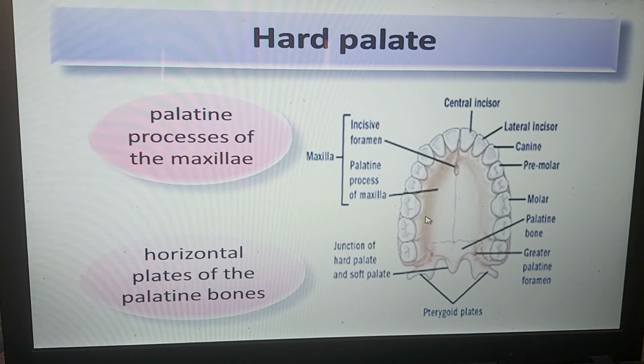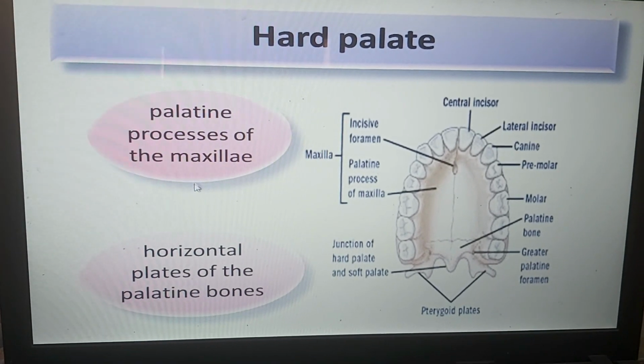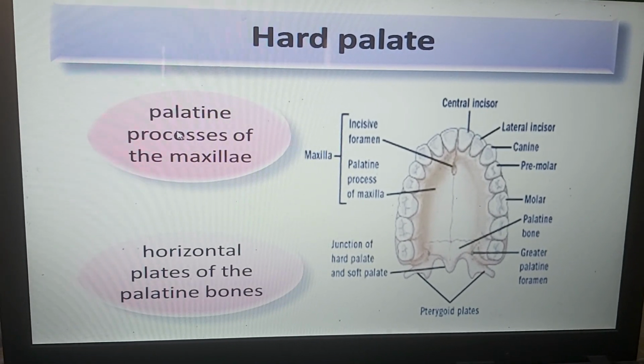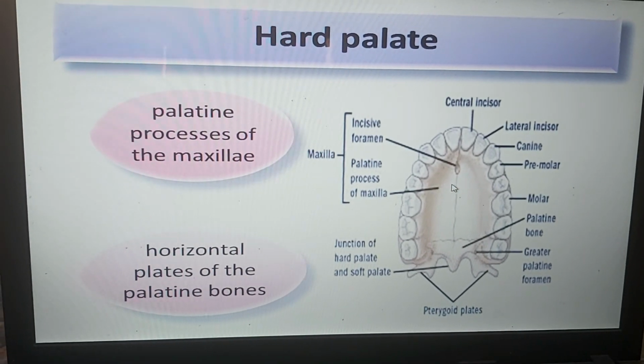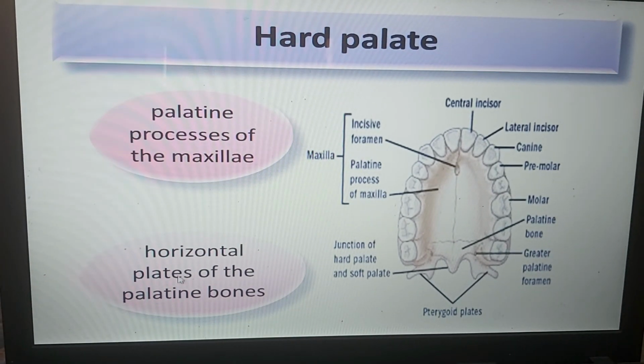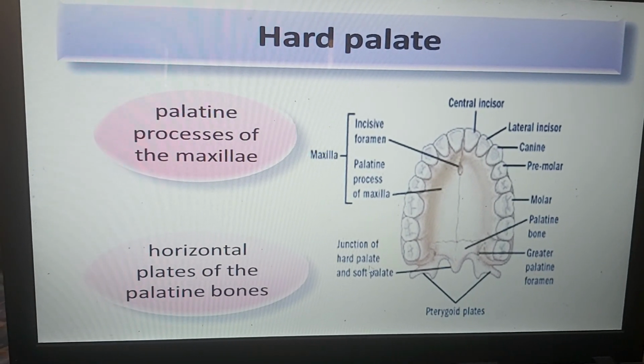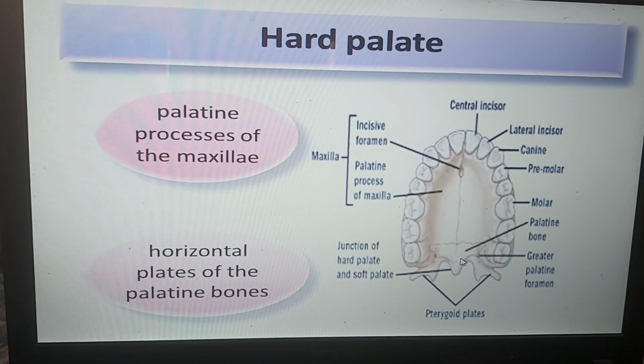The hard palate is composed of palatine process of maxilla, and this is the palatine process of maxilla, and horizontal plate of palatine bone, and this is the horizontal plate of palatine bone.